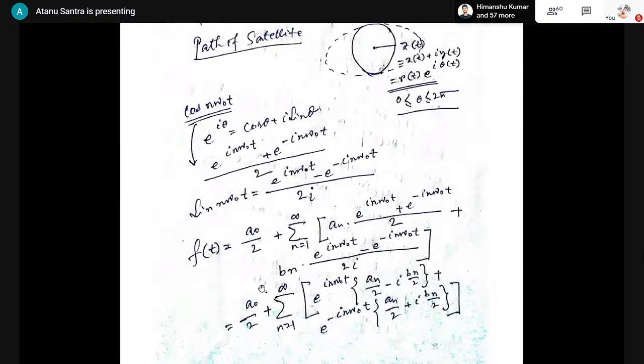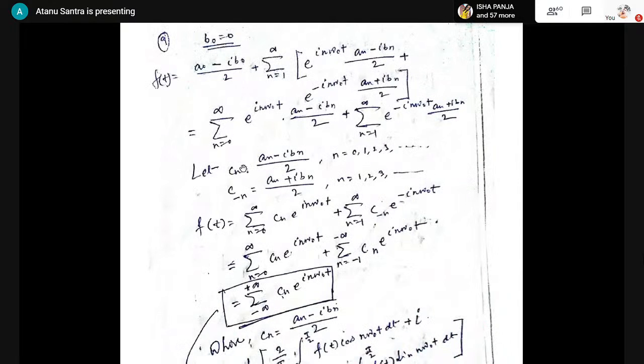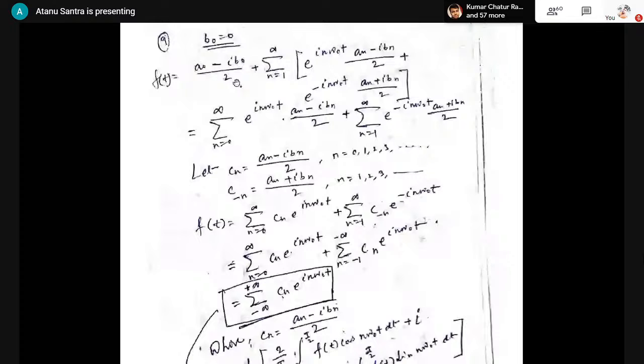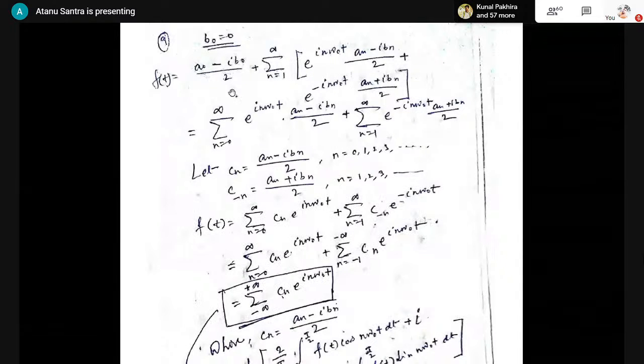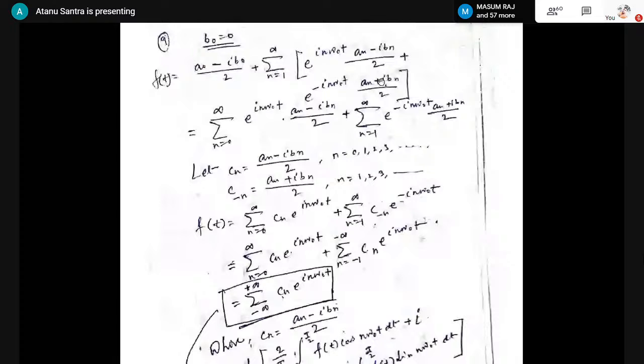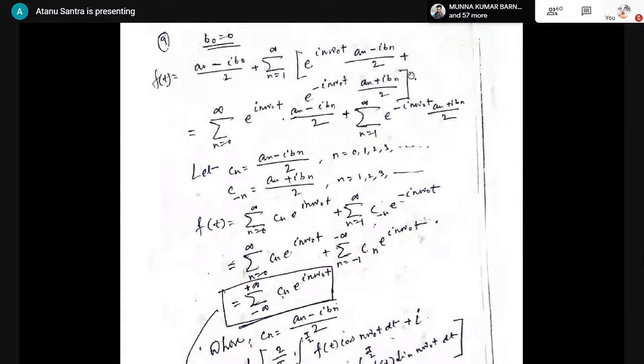If we substitute a0 by 2 here, then we will see a0 by 2 minus b0 by 2, as b0 is equal to 0. We can write here like this, a0 minus ib0 by 2. b0 is equal to 0 here actually. So a0 minus 0 by 2, that means it can be written as a0 minus ib0 by 2 plus this expression, n is equal to 1 to infinity.